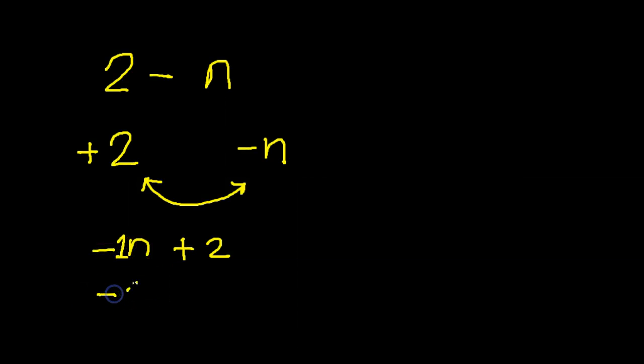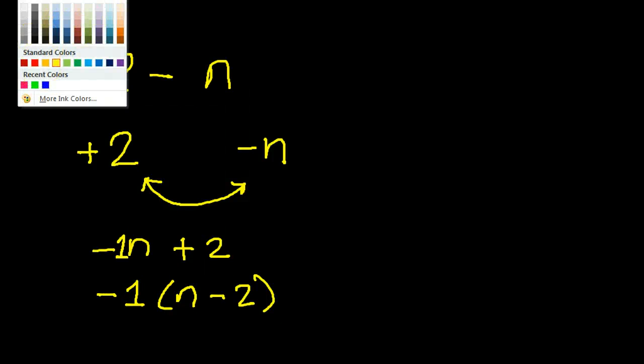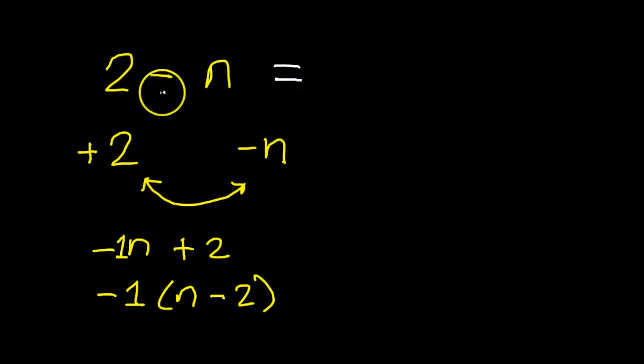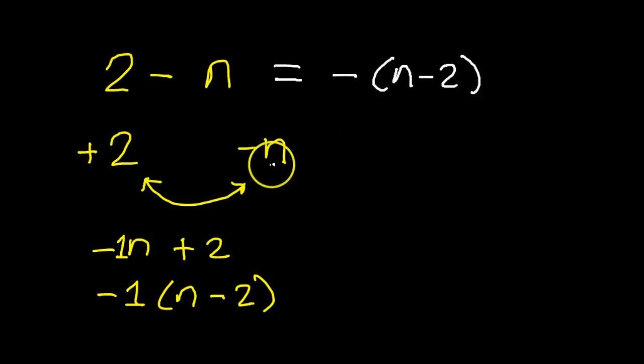So if I factor out the negative 1, meaning put it outside of parentheses, then guess what? Negative 1 times n would be negative 1n. Negative 1 times negative 2 will be positive 2. Okay? So in the end, we don't really want to put the 1 there. So in the final analysis, what we have is 2 minus n is the same thing as negative n minus 2.